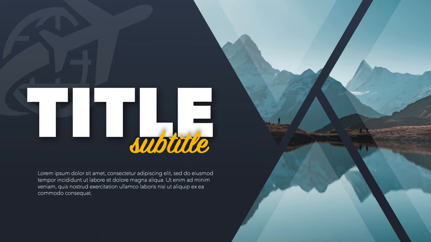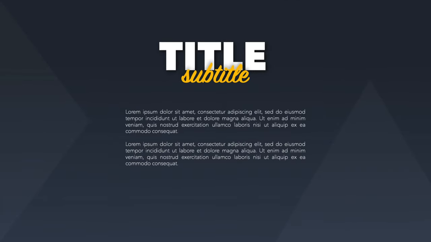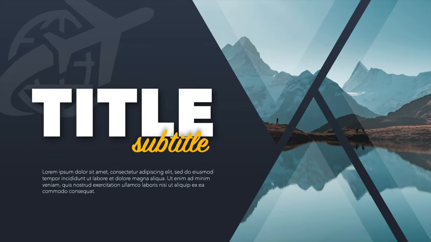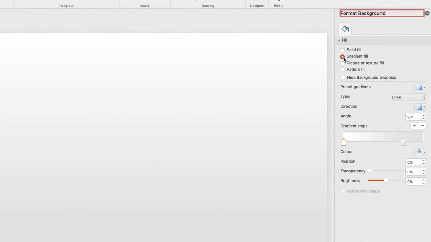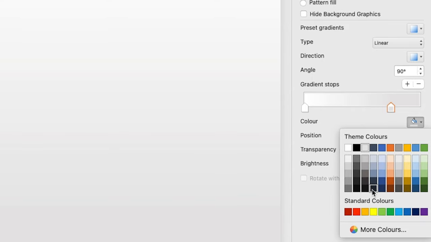Today we're learning how to make this triangle-inspired opening slide in PowerPoint all the way from scratch, including the animations that you can see. Let's start from a blank slide and add a gradient fill to the slide. We're going for a darker template. You can choose whichever color you like.